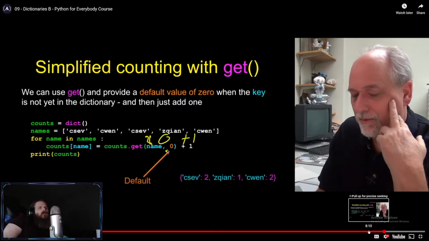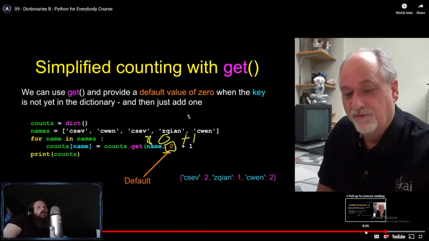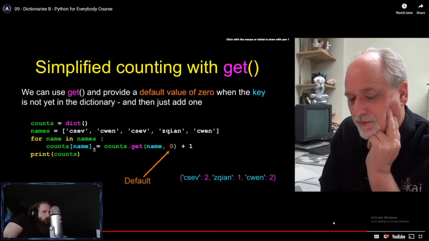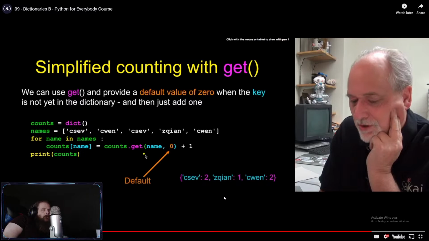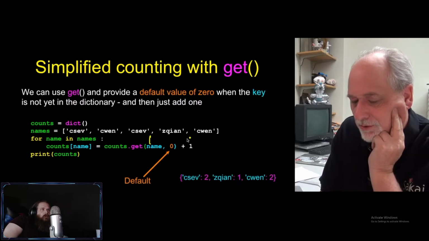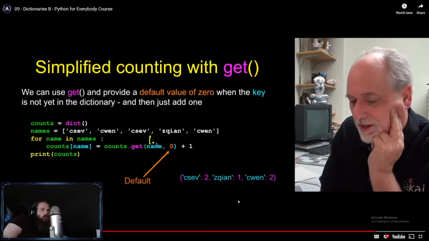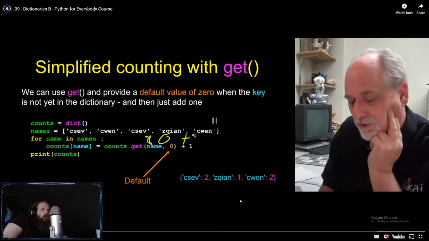So that's why we make this default. Now the get can be used for values, and we're going to say count of name equals counts.get name, comma 0 plus 1. And so if, for example, this already has a 1 in it, then this is going to be 1 plus 1 becomes 2. If it's not, it's going to be 0 plus 1 equals 1.